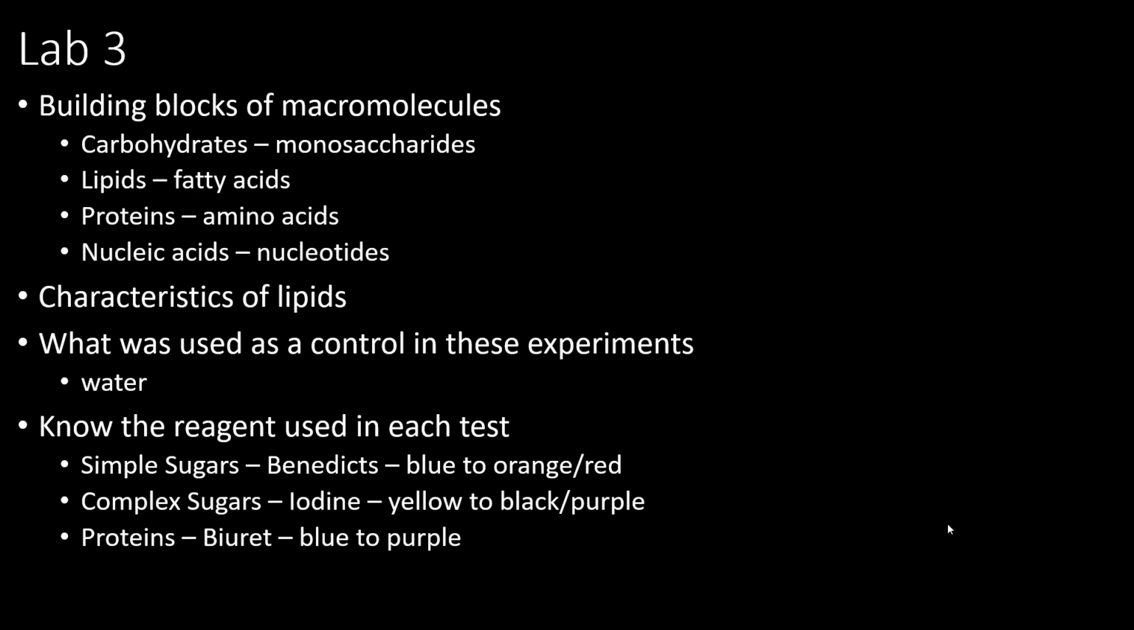On the other hand, for proteins, they use the Biuret. Biuret also starts out blue, but it changes to purple if proteins are present. Now the middle one here, the complex sugar, you did do the iodine tests. Iodine starts out as yellow, but if a complex sugar, like a complex carbohydrate is present, it changes to a blackish purple color. And you guys saw this in the lab.